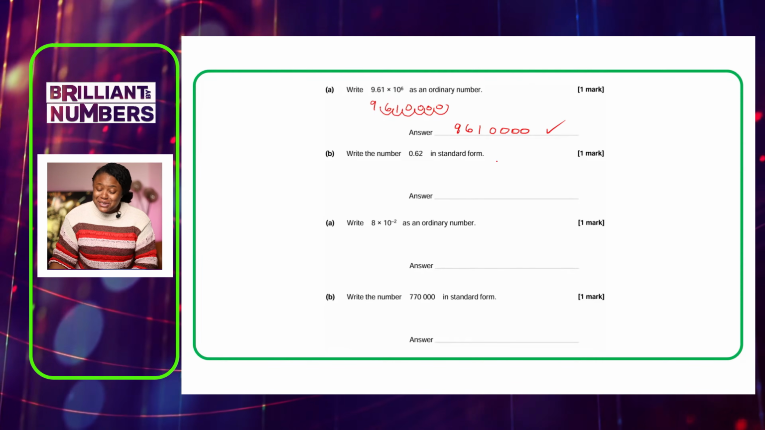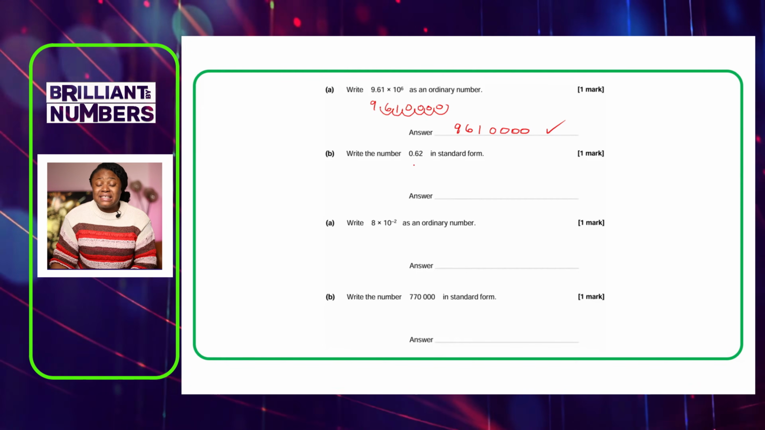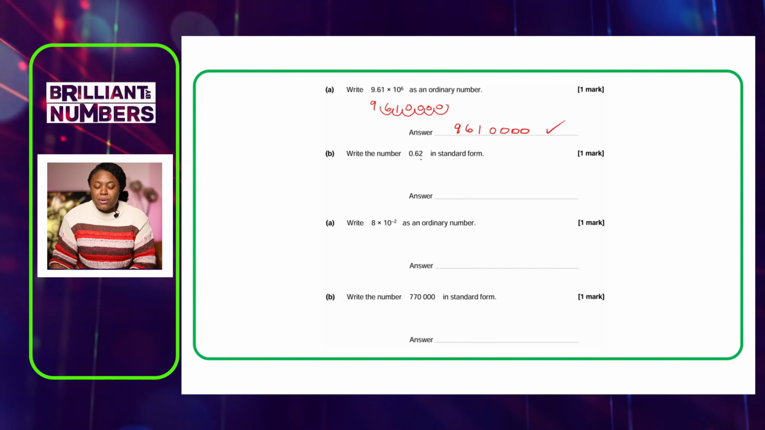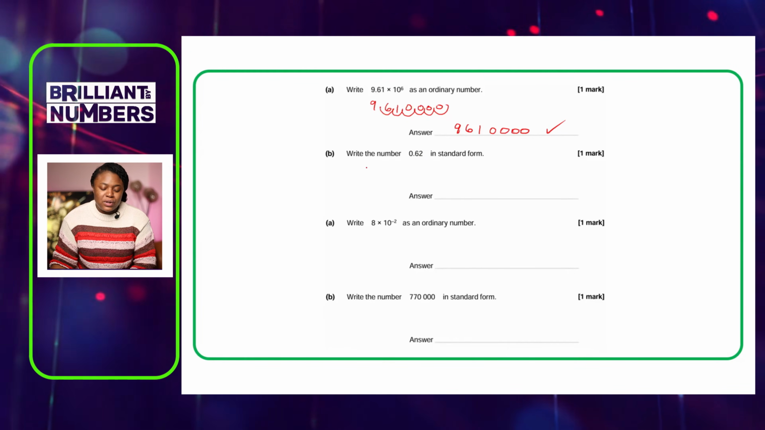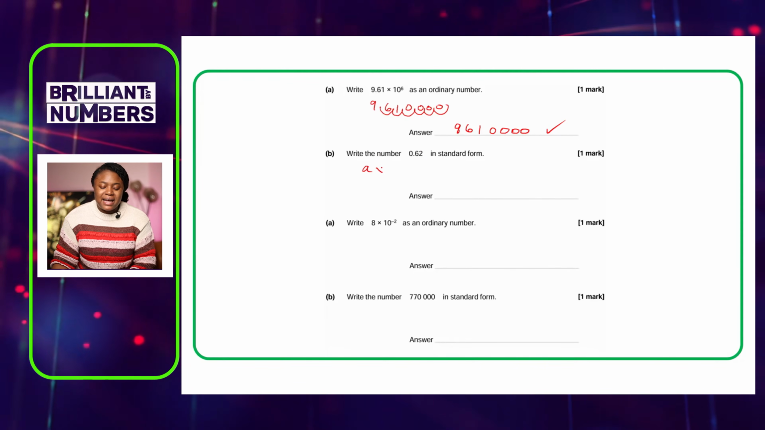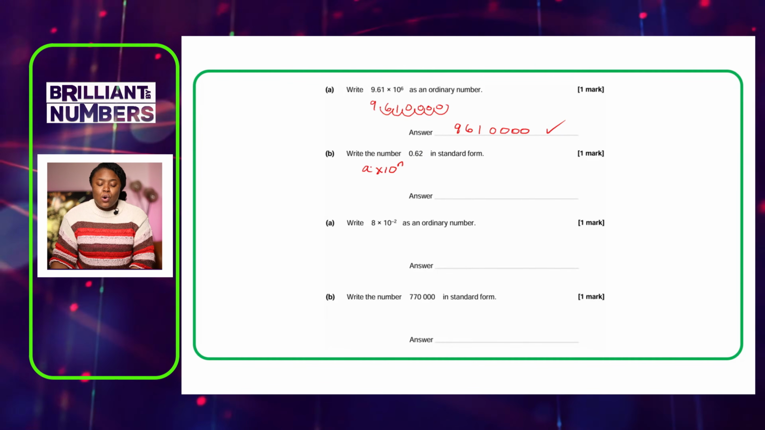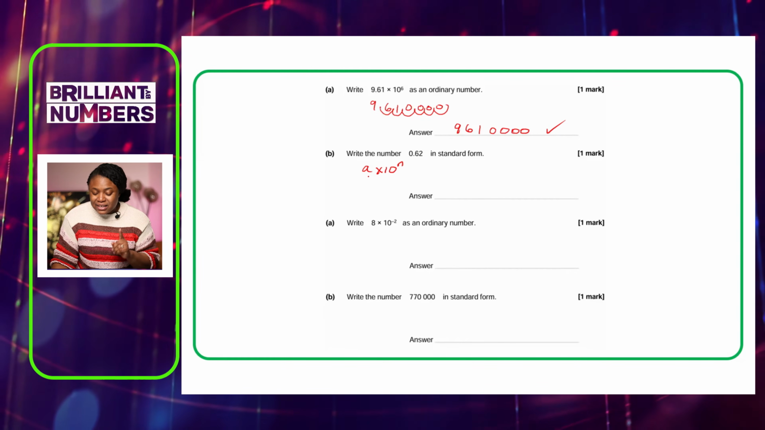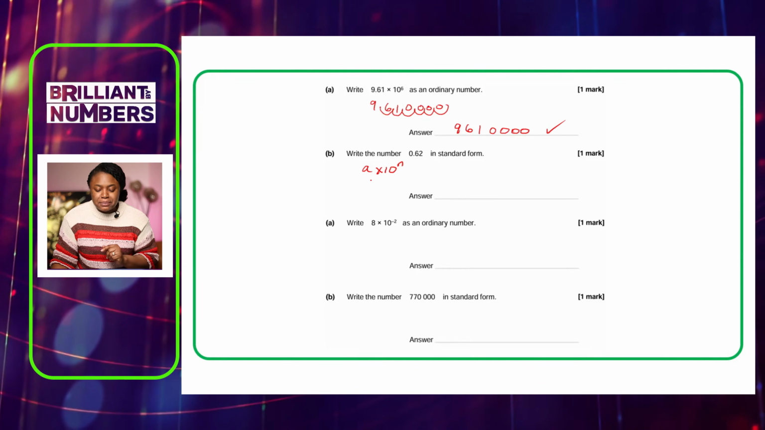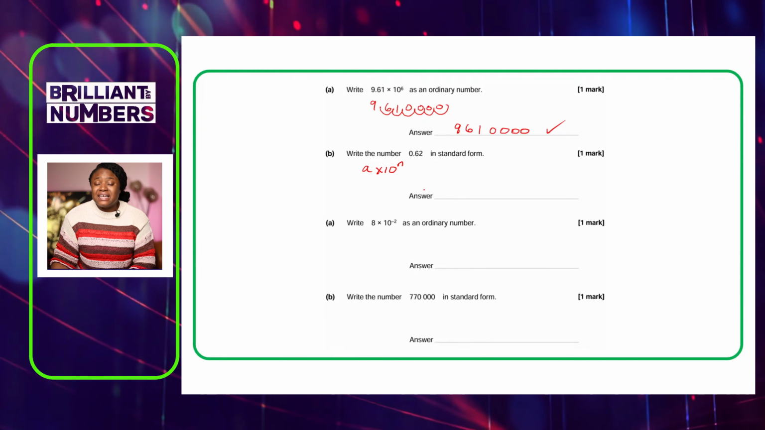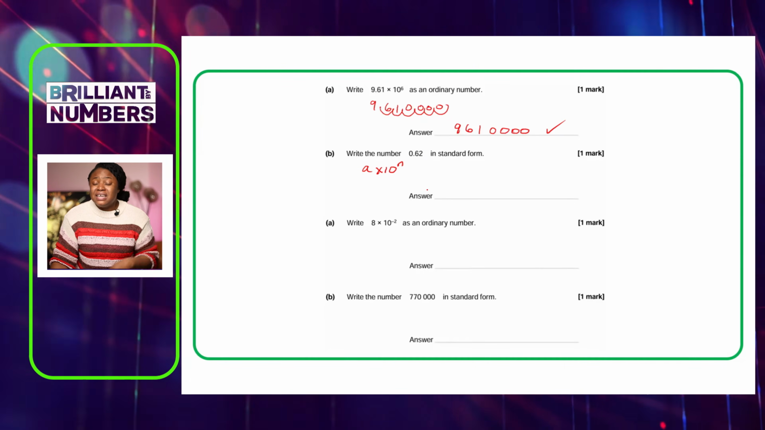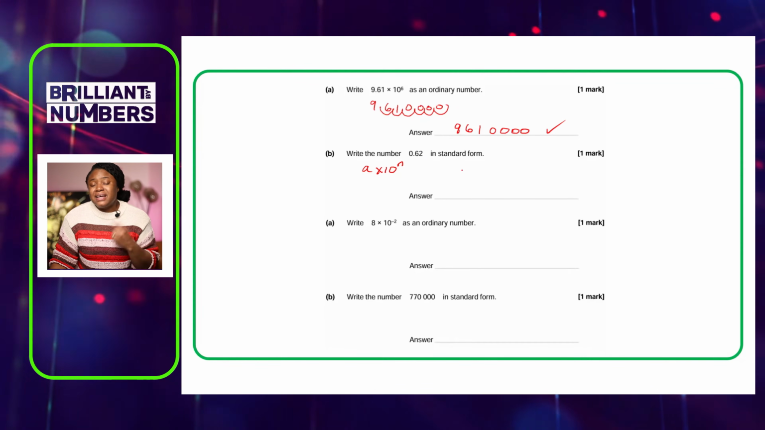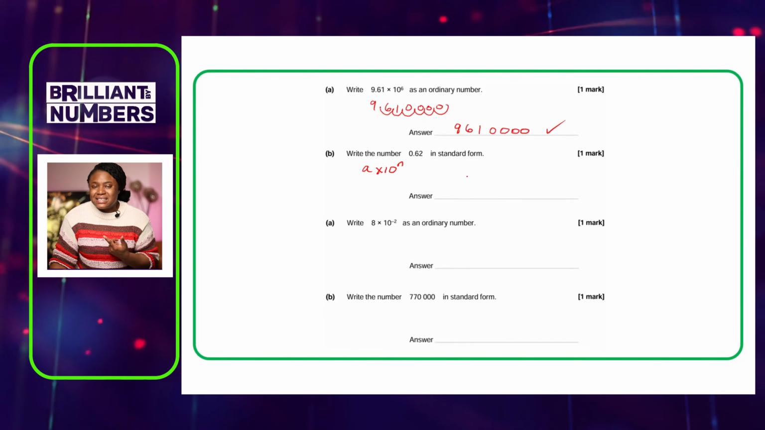For the next question, we're asked to write the number 0.62 in standard form. We know numbers written in standard form will always be in the form a times 10 to the power of n, where a has to be from 1 to less than 10. It cannot be a double-digit number. Neither can it be less than 1. So we cannot have 0 point something, not at all. So therefore, we think about where do we want the decimal to be.